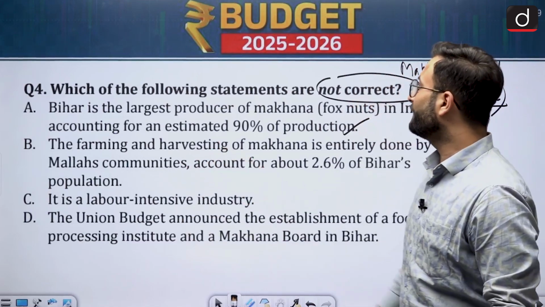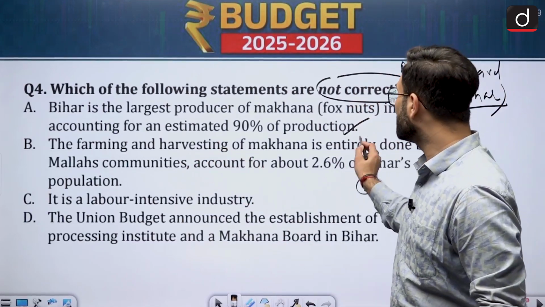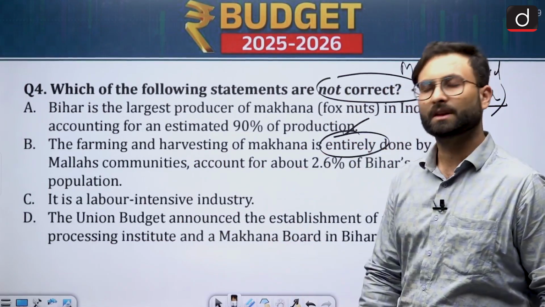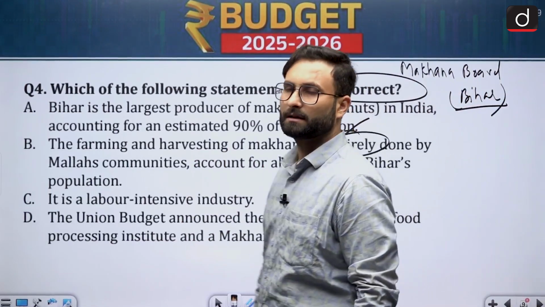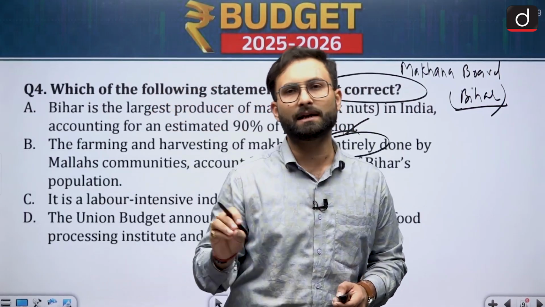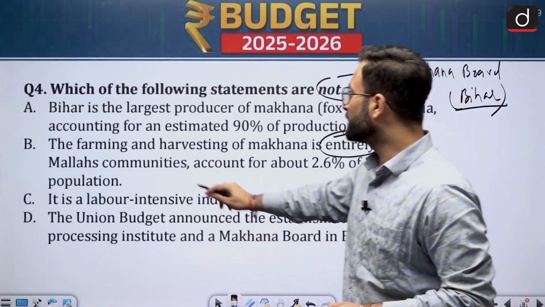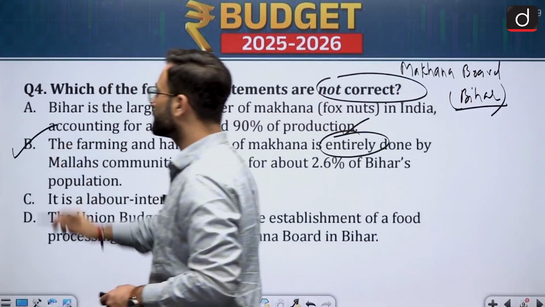The farming and the harvesting of the makhana is entirely done by the Mallaha community. Now they are saying entirely done by the Mallaha community, not entirely. You can say that mostly they are doing it, or almost entirely it is done by the Mallaha community, but there are other communities which are also part of it. Okay, so option B is not correct over here. So you can say option B is your right answer.